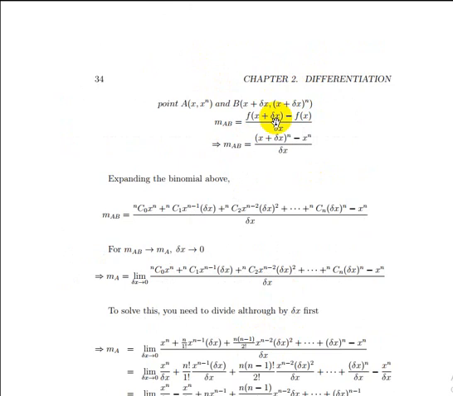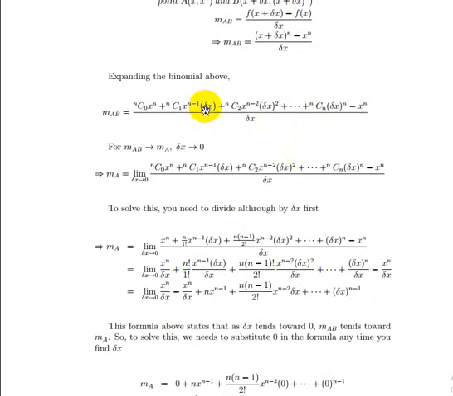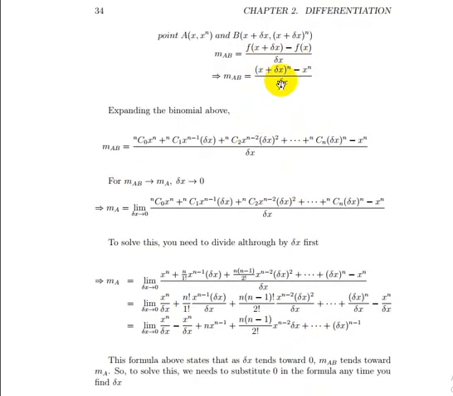Now I'm going to calculate the gradient. The gradient of A is going to be this minus this all over delta x, and all this gives you x plus delta x all raised to the power n minus x to the power n, all divided by delta x. Now I'm going to do a binomial expansion of this. So this is the binomial expansion.